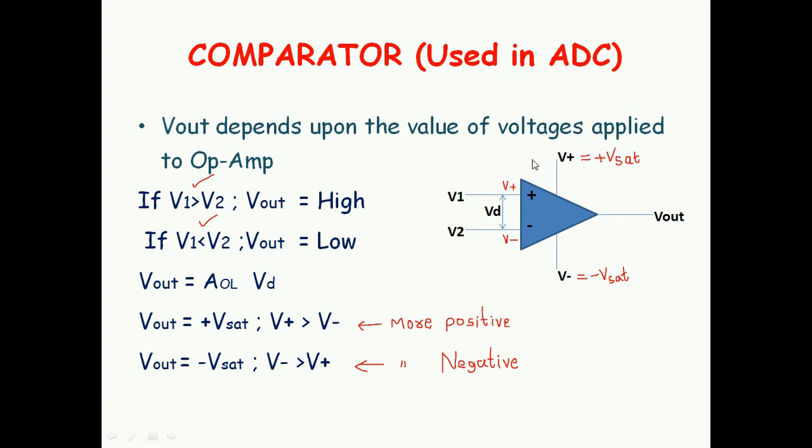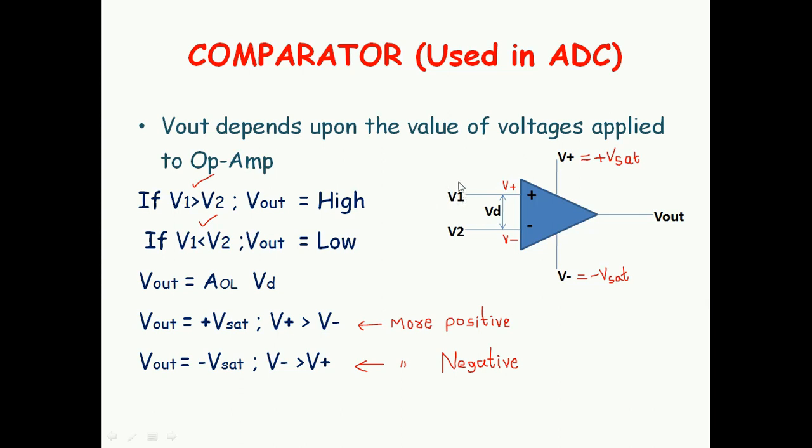So this is the basic circuit for op-amp as comparator. Here you can see there are two input voltages that are connected to both the terminals of the operational amplifier, and the output voltage depends upon the voltages that are connected to both the terminals of the op-amp. So there are two conditions to meet. Let's see the conditions.